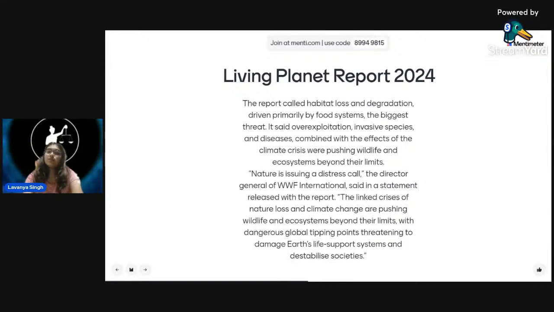Okay, now to the next passage, which talks about the Living Planet Report of 2024. The report called habitat loss and degradation, driven primarily by food systems, the biggest threat. It said overexploitation, invasive species, and diseases combined with effects of the climate crisis were pushing wildlife and ecosystems beyond their limits. Nature is issuing a distress call, the Director General of WWF International said in a statement released with the report. The linked crises of nature loss and climate change are pushing wildlife and ecosystems beyond their limits, with dangerous global tipping points threatening to damage Earth's life support systems and destabilize society.